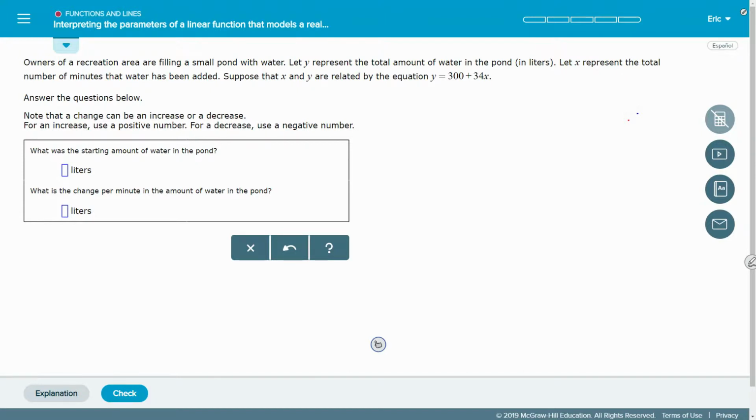Looking at my equation and what they give me, I know that Y is the amount of water in the pond in liters. So this equation translates to pond water equals 300 liters plus 34 times the number of minutes the water has been added. So 34 times minutes is liters. I wrote it out like that so that I understand my next two questions.